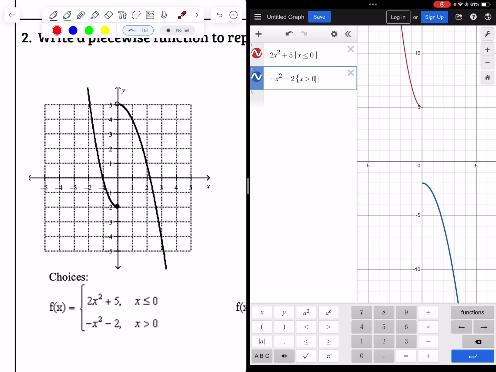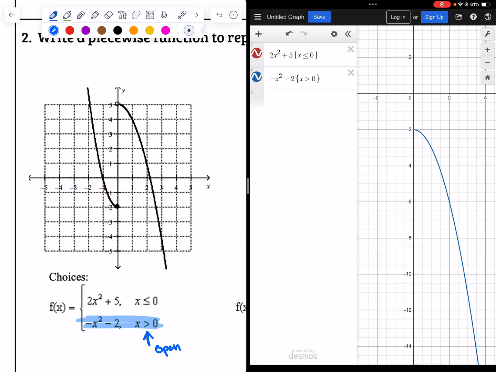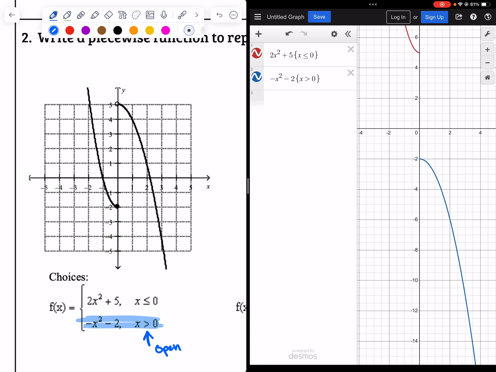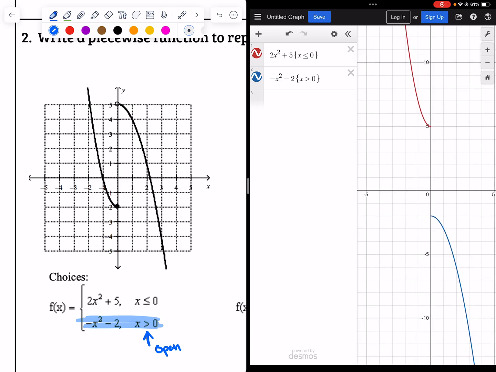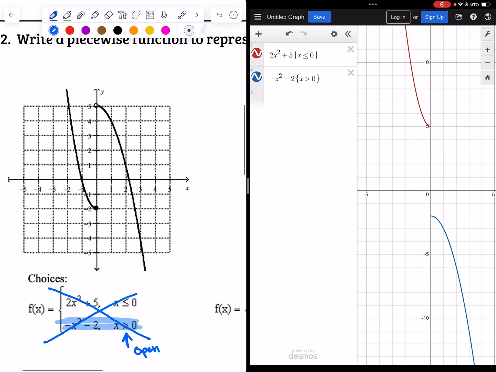I noticed that the second one I put in blue has greater than, but not equal to, so that would be an open circle. On my graph in Desmos, I can tell that's this one right here, and that is not matching up with what's on my paper. These look like they're going the opposite way, so I don't think it's going to be this one. This one doesn't seem to fit.